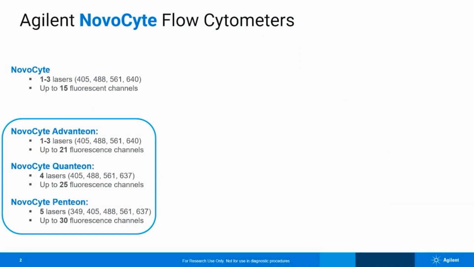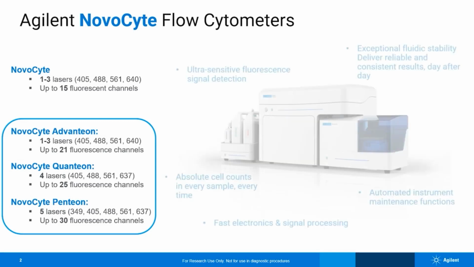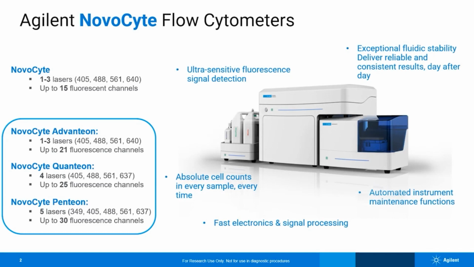Agilent NovoCyte flow cytometers have been around for almost 10 years now. They have different levels of capability, coming in 1 to 5 different laser options and up to 30 fluorescence channels. One thing to note is that the NovoCyte Quanteon and Penteon systems listed below incorporate advanced detector technology called the silicon photomultiplier to detect fluorescence, and they are the only flow cytometers on the market able to utilize these state-of-the-art detectors. These NovoCyte systems are known for their sensitivity, fluidic stability, absolute counting, fast electronics, and the many automated functions, including routine maintenance.